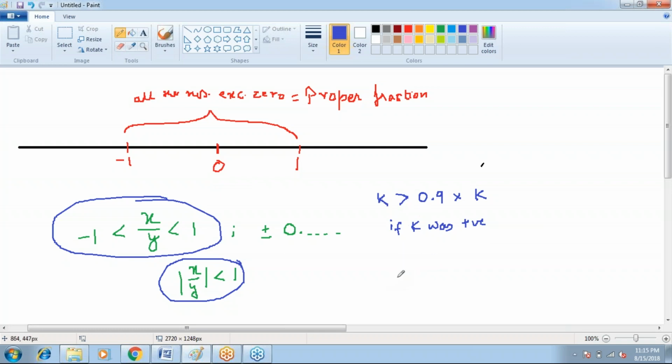Okay. Secondly, the square of 0.9 is 0.81, which is less than the number itself. The cube of 0.9 is even smaller, and so on. So if x is a proper fraction, then x square is greater than x cube, right? So something like this.